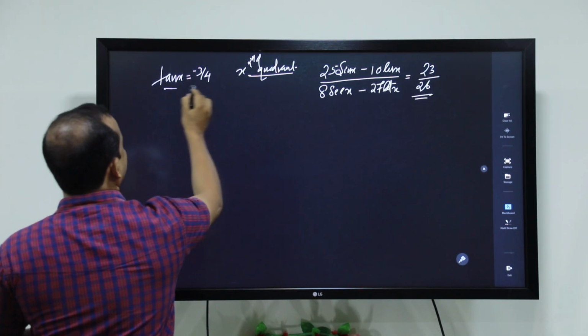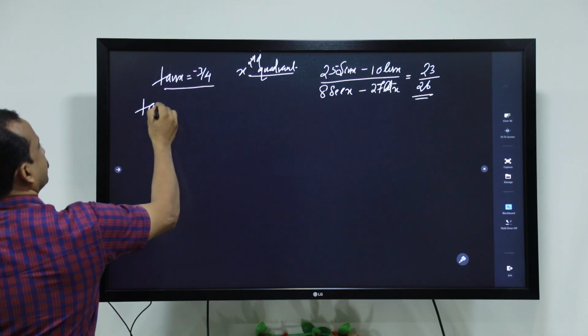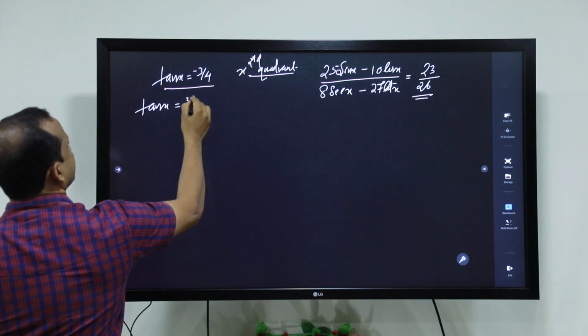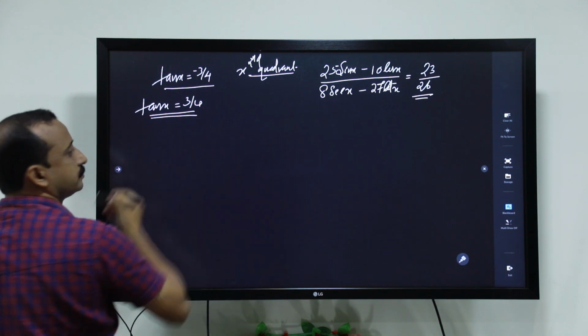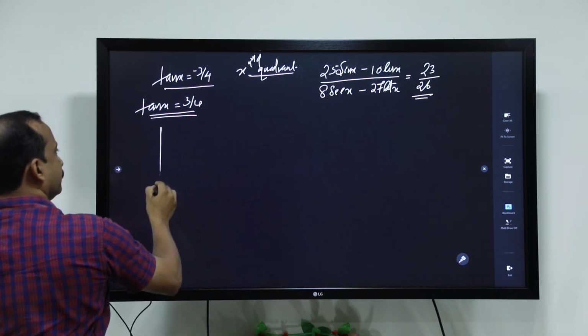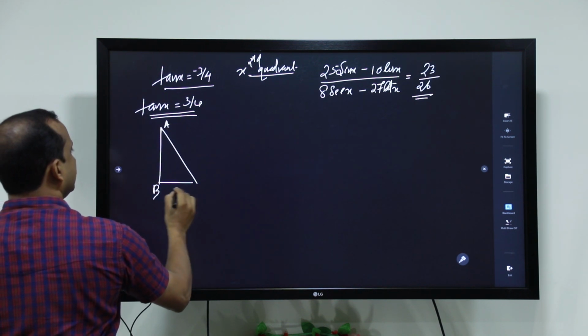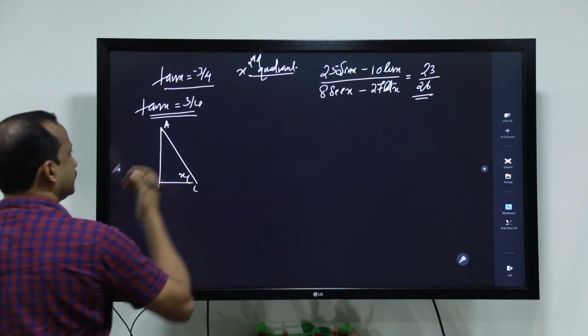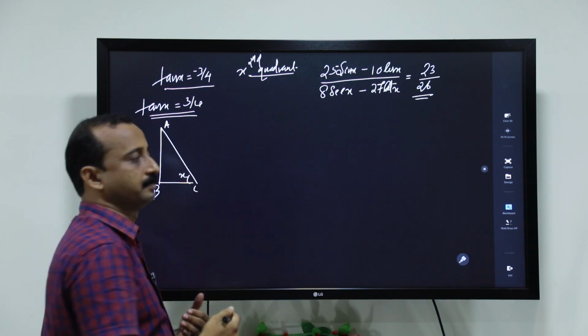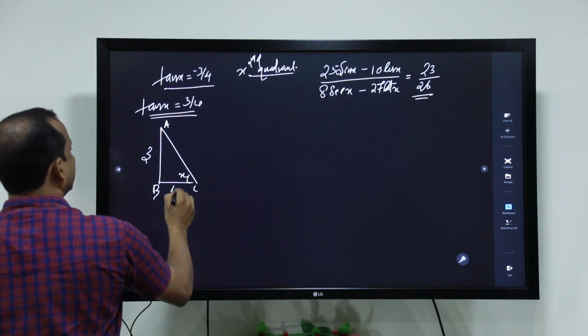tan x is equal to minus 3 by 4. First, you take the positive value of this trigonometric function, that is plus 3 by 4. Then we form a right triangle ABC. Here we make an angle x. You know tan x is opposite side divided by adjacent side, that is 3 divided by 4.